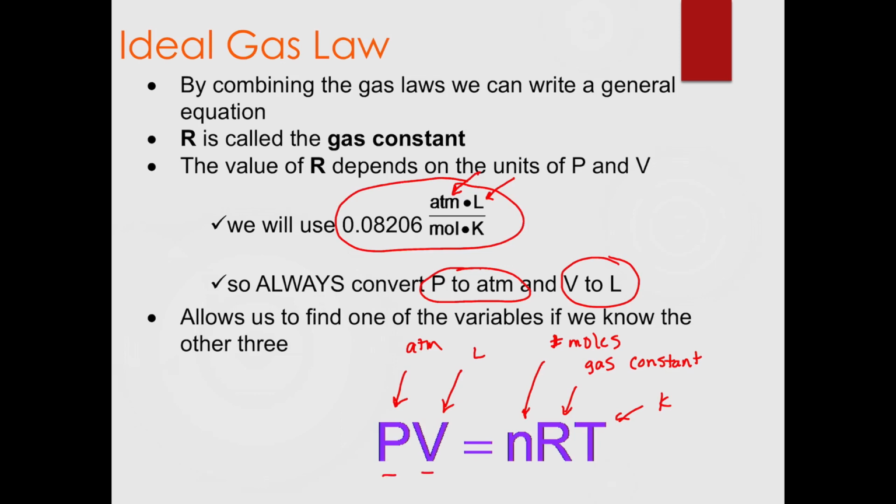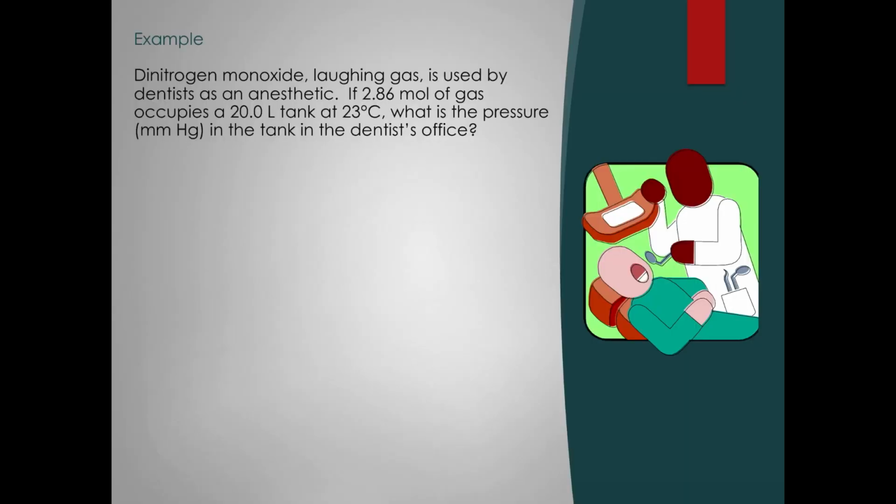So if you knew pressure, volume, and number of moles, you could use it to find temperature. Or, if you knew volume, number of moles, and temperature, you could use it to find pressure. So this will always be at one set of conditions. We'll use the combined gas law when our gas conditions are changing. We will use the ideal gas law when we just have one set of conditions.